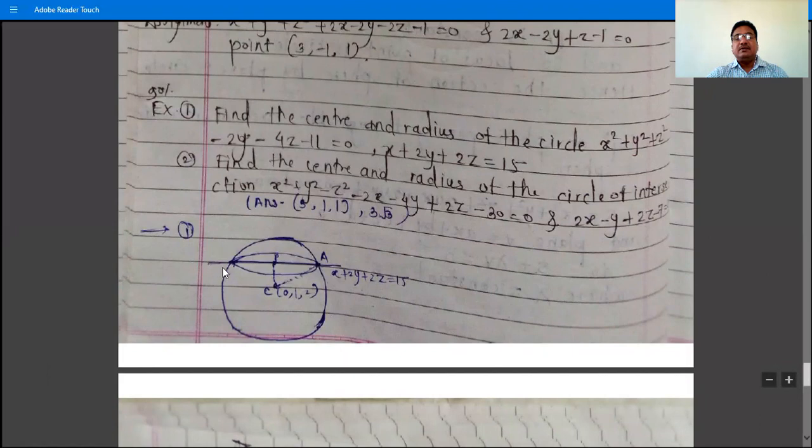So draw this diagram. This is the circle, as an intersection of the sphere and plane. That is, after the intersection of this sphere by the plane, we have this circle. Now we have to find the coordinates of the point P and the distance between P and A, that is, the center of the circle and the radius of the circle.